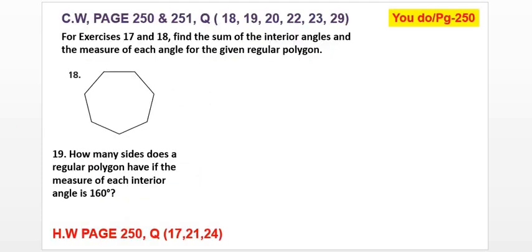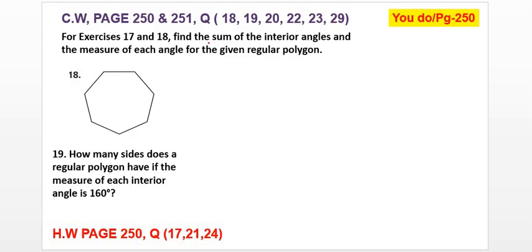Now here, question number 18. I have taken these questions from the lesson. Some of them I'll do for you and the rest I want you to solve on your own. The first one says, for exercises 17 and 18, find the sum of the interior angles and the measure of each angle for the given regular polygon. So this is the case of a regular polygon.